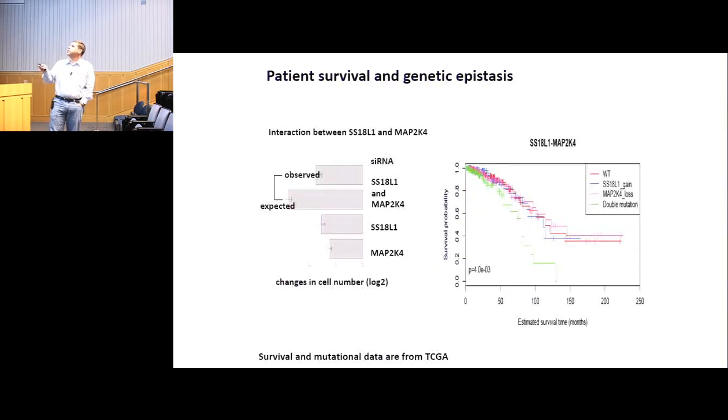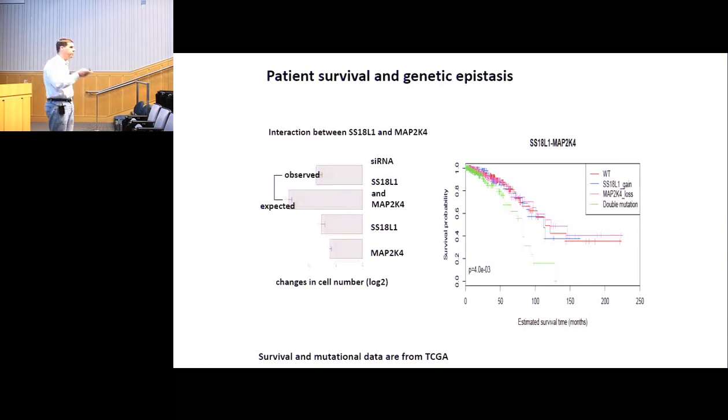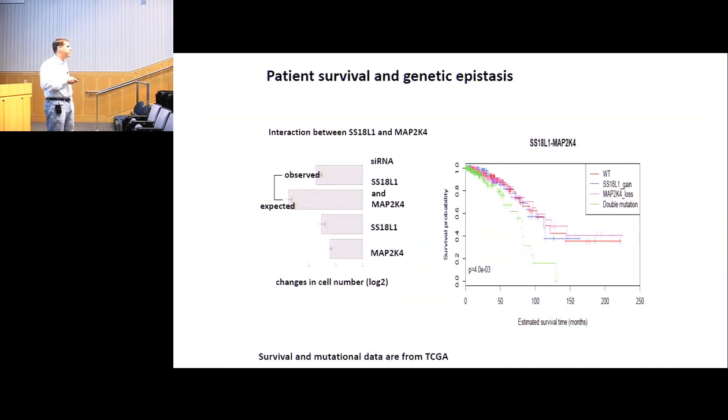In this case, we have two different genes. You can mutate one, and you don't see a significant deviation in survival from if you have neither mutation. You can mutate the other, and you see the same effect. But when you mutate them both together, then you have a precipitous drop in the survival of these patients. Many of these are also potentially druggable targets.